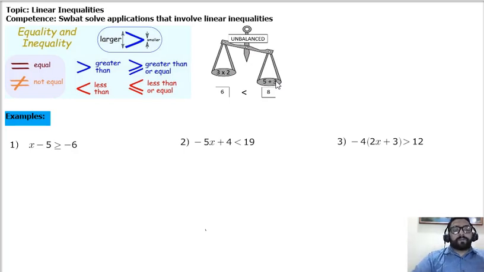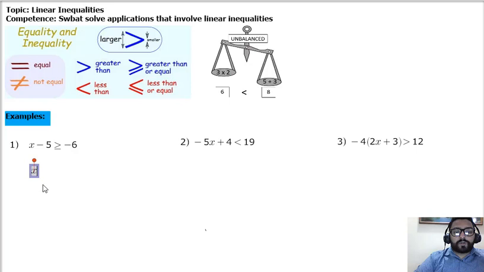on both sides of the weight scale. In this case, I'm going to explain how to solve a linear inequality with one step, or say only with the variable on one side. In this case, we have x minus 5 greater than or equal to negative 6. Our objective is to identify the value or the values for x, because the difference between equations and inequalities is that in an inequality you have many solutions.